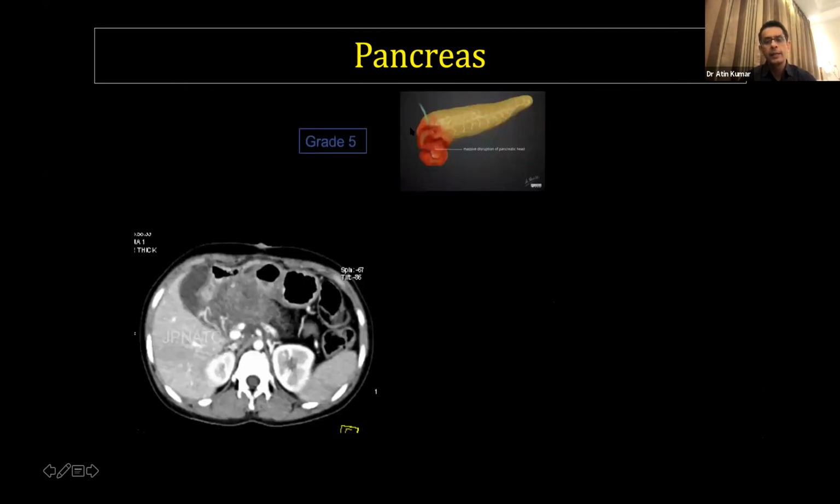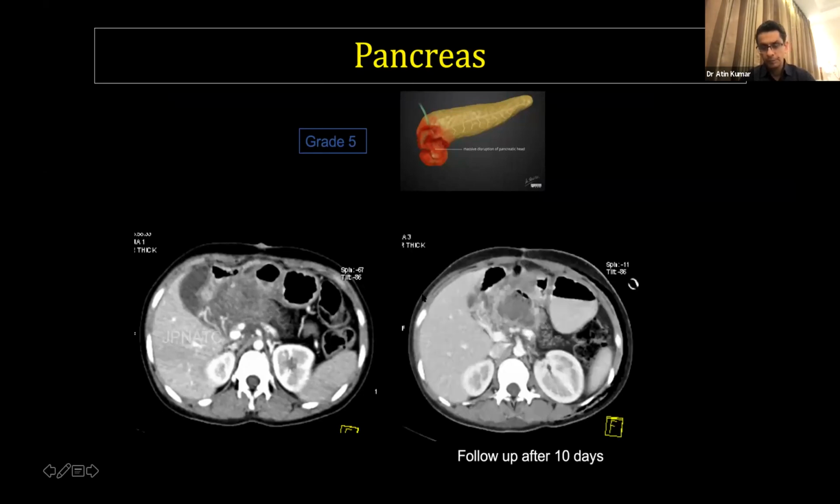Grade 5 pancreatic injury is a shattered head of the pancreas. There is almost non-visualization of any viable part of the head of the pancreas. Obviously, the pancreatic duct and the CBD are all involved in this case. There are lots of signs of peripancreatic inflammation. And a follow-up CT done 10 days later shows formation of what looks like an acute necrotic collection, which will form a pseudocyst at a later time.